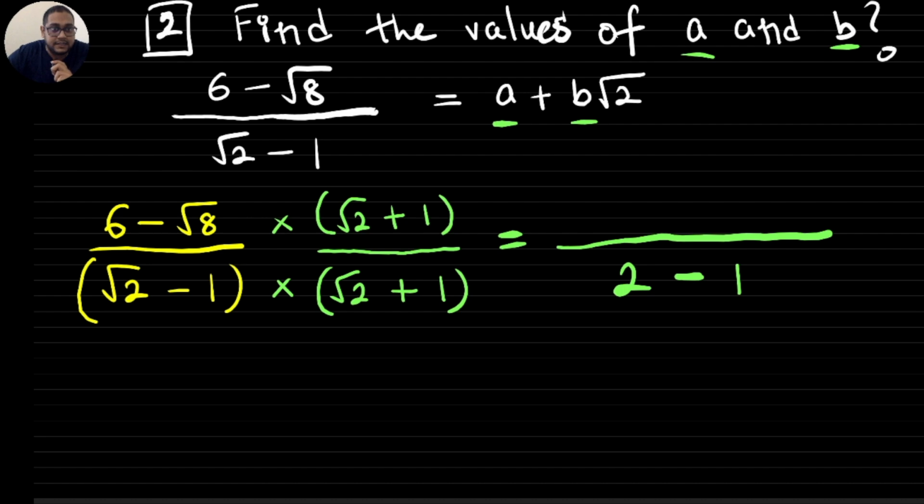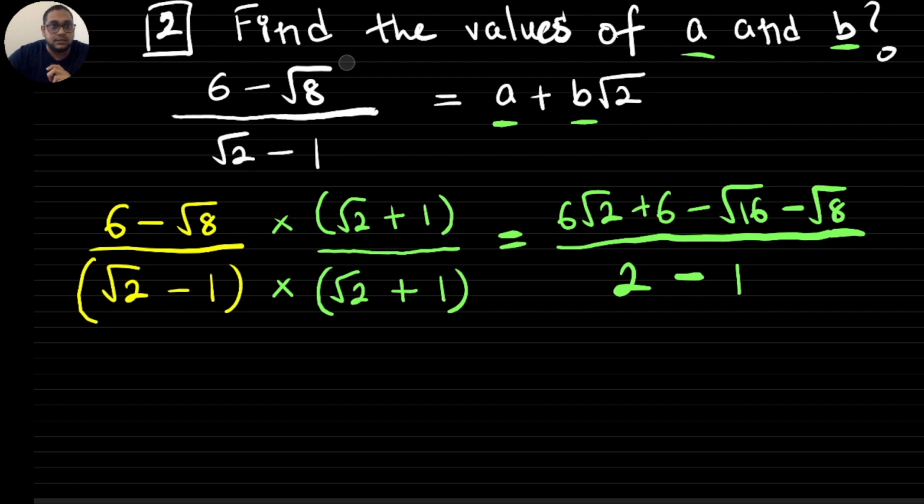For the numerators, we have to expand carefully, and you need to consider each term separately. 6 multiplied by root 2 will give you 6 root 2. 6 multiplied by 1 would be positive 6. Negative root 8 multiplied by root 2 would be negative root 16. If you like, you can straight up write minus 4, no problem. And then lastly, minus root 8 multiplied by plus 1 would be minus root 8. This will be your numerator.